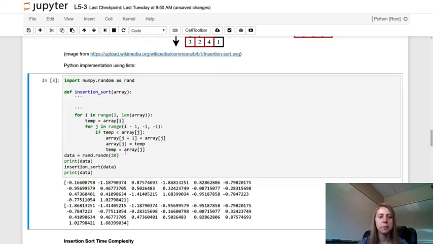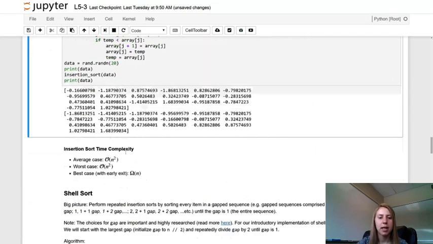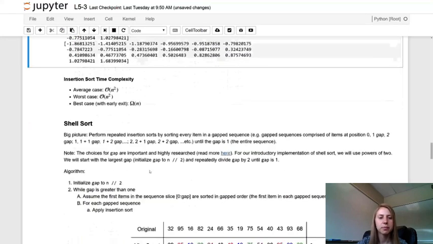Implementation of insertion sort. Time complexity, average and worst case, big O of n squared, and best case with early exit, omega of n.